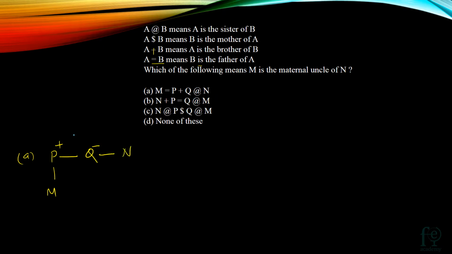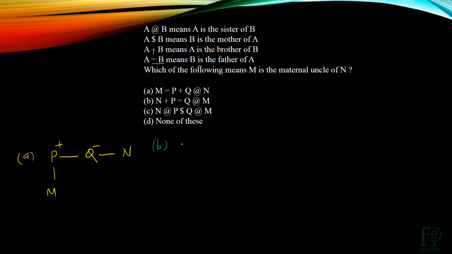Now we have to find whether M is the maternal uncle of N. So here you can see M is coming in a generation lower than that of N. So M cannot be the maternal uncle of N. So from that itself, you need not find out the relationship even. You just have to check whether that relationship can come or not. Here M is at a generation lower than that of N. So this relationship cannot come for sure.